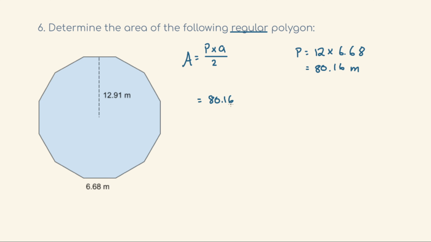Now that we know the perimeter is 80.16 meters, we're just going to put that right here in this formula, 80.16, and we're going to multiply it by the apothem, which is given here. Remember, the apothem is the distance from the center of your polygon to the middle of one of its sides. So that's going to be 12.91, and then we're going to divide that by 2, and that comes out to 517.43 meters squared.